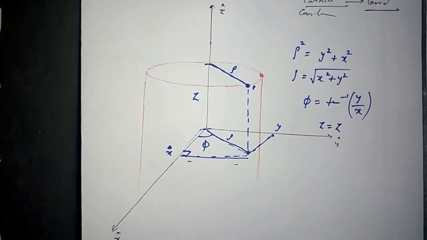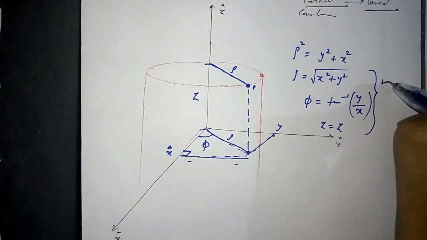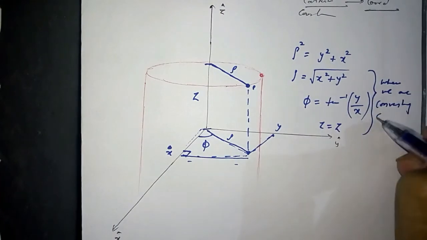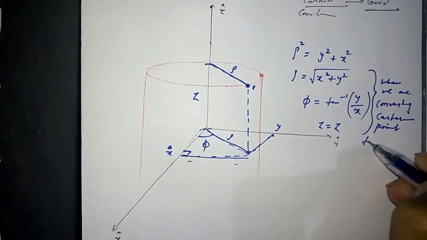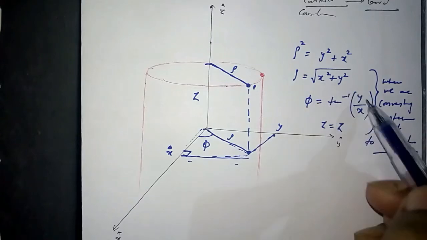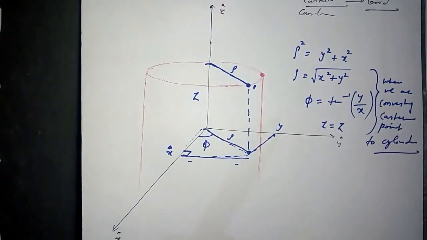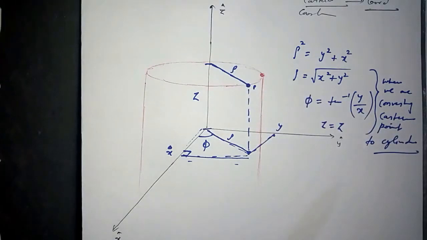Okay, so these three formulas are required when we are converting a Cartesian point to cylindrical. Okay, because x, y values are here and we can calculate these values. Okay, so what if we have to convert a cylindrical coordinates point into a Cartesian one?